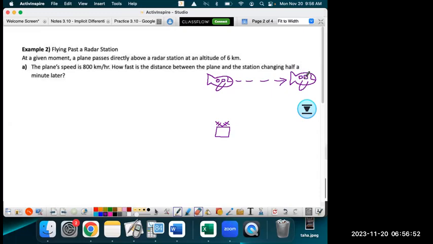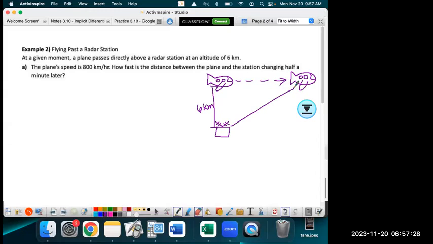All right, and then remember, we can put things down that are staying consistent. That plane is flying at an altitude of 6 kilometers. It's always going to be 6 kilometers above wherever the radar station was. So I know the absolute height this way is going to be 6 kilometers. Now, if I connect the distance between the plane later on and the radar station, I have a right triangle.